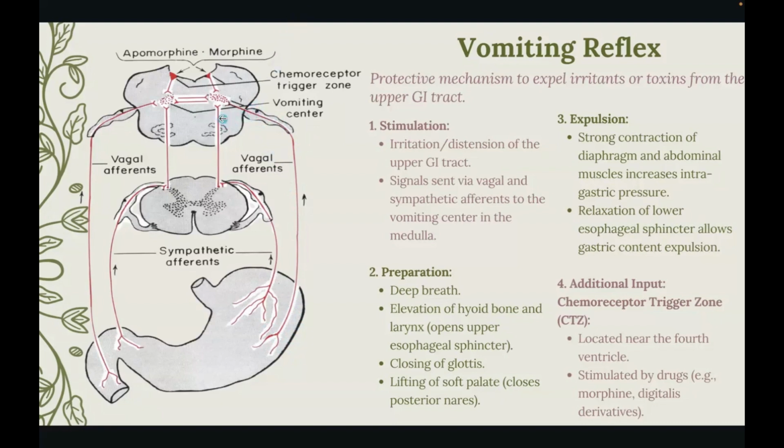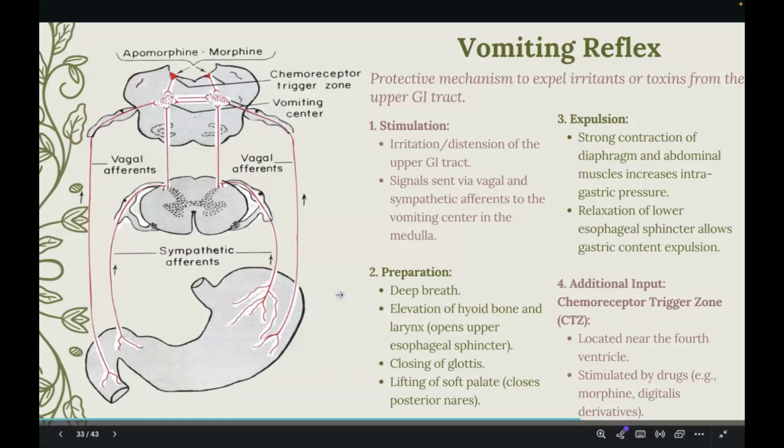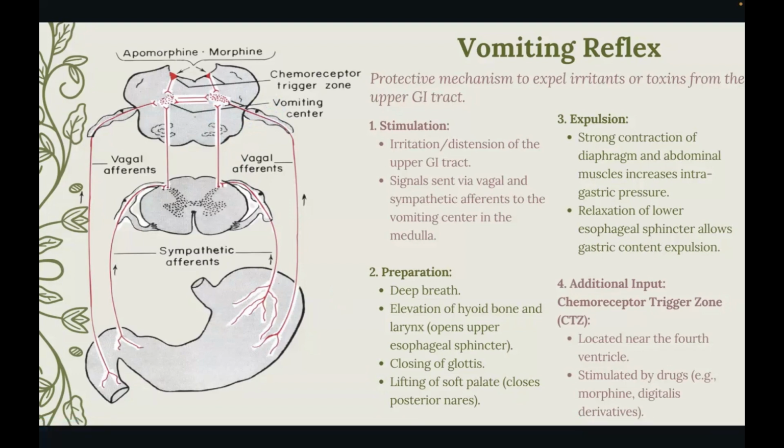So whenever there's irritation or distension to the upper GI tract, it goes via the vagus nerve and stimulates the vomiting center. Now the body knows and it wants to vomit. How can it prepare itself for the vomiting process? Number one, you'll notice you take a deep breath. Number two, you have elevation of the hyoid bone and larynx.